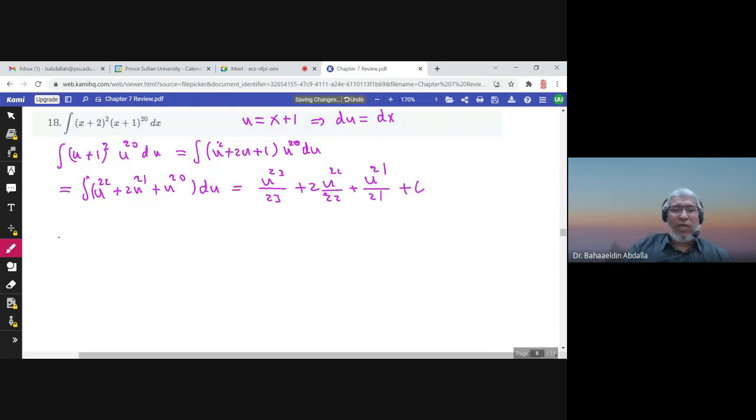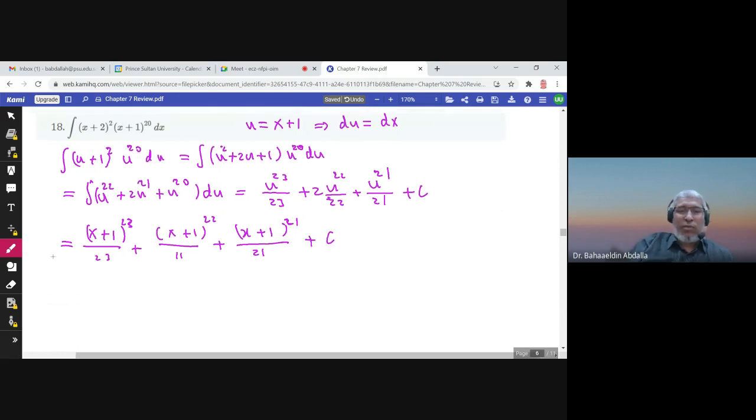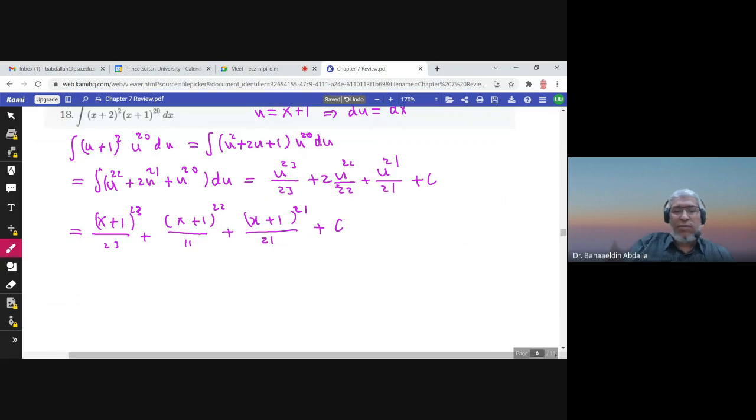And then you replace u by x plus 1. So this would be the answer. 2 over 22 is just 1 over 11. So I can write here x plus 1 to the power 22 over 11 and x plus 1 to the power 21 over 21 plus c, and that would be the answer.